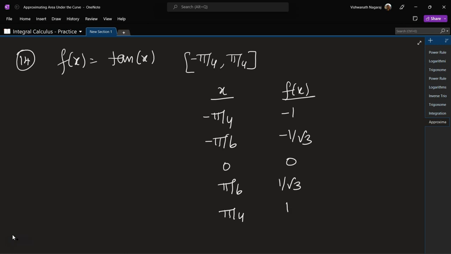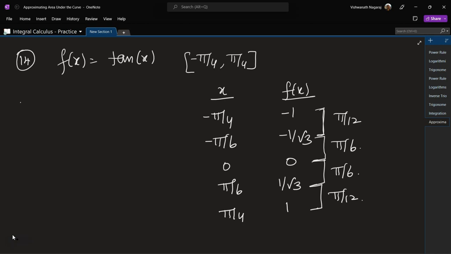Now here, the distance between these two intervals is pi by 12, 15 degree, right? Here it is pi by 6, 30 degree. Here it is pi by 6, 30 degree. And here it is pi by 12. The reason I have kept uneven intervals is primarily because I want to stick to the standard angles.